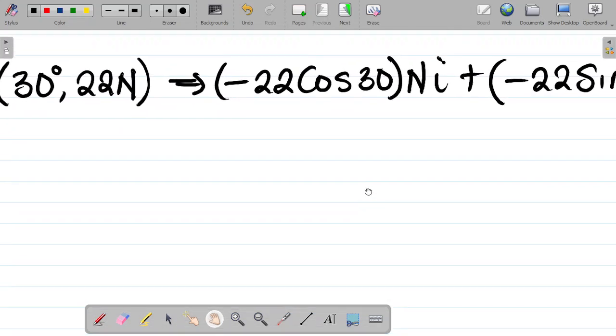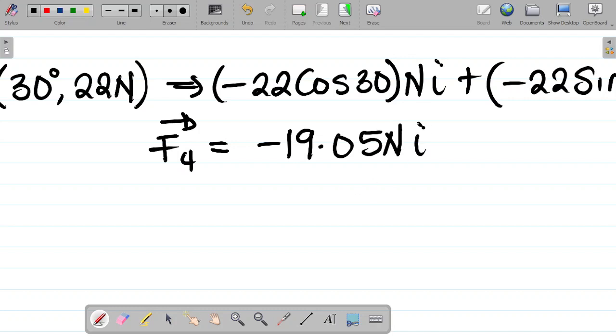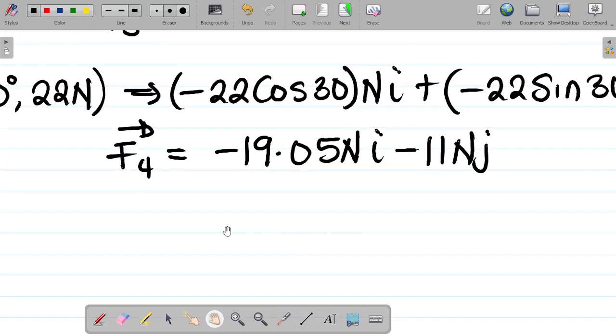Let's punch this value. If I punch this, we'll have that F4 is equal to minus 22 cos 30. That gives you the value in two decimal places, minus 19.05 Newton I. Okay, next up, let's punch the next one there. So this is plus into bracket minus 22 sine 30. You can punch it that way. If you punch it that way, you have your answer as negative 11, minus 11 Newton J. All right, so we've gotten this for the F4.